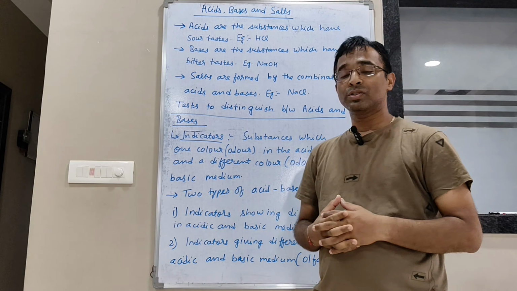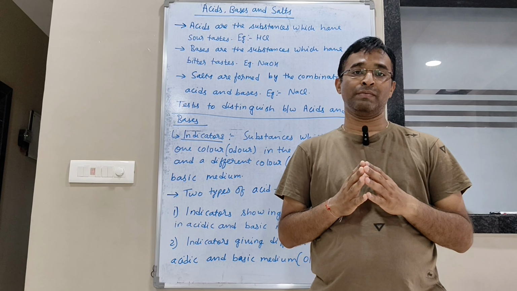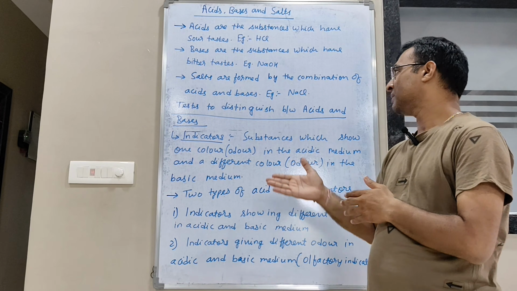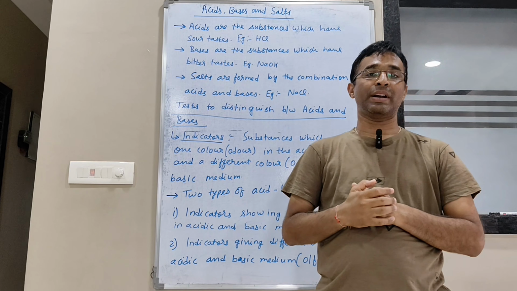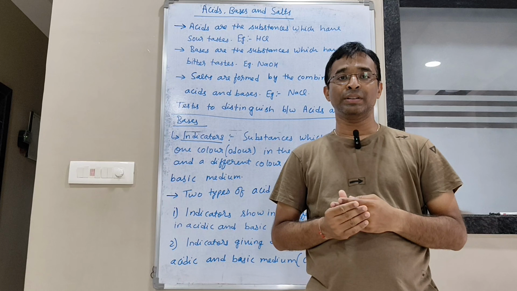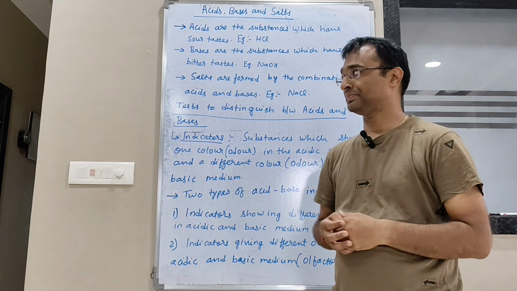Next, salts. Salts are formed by the combination of acid and base. When we combine an acid and a base, a salt is formed. For example, NaCl, sodium chloride, the salt which we use in our household cooking items.